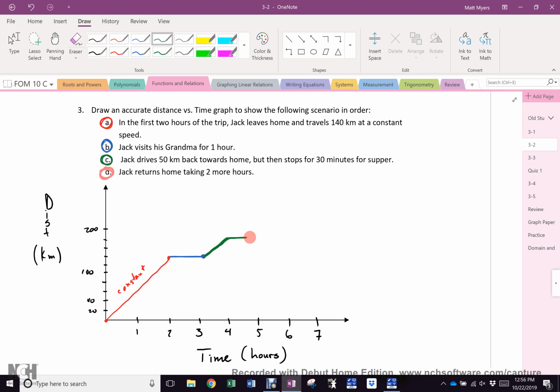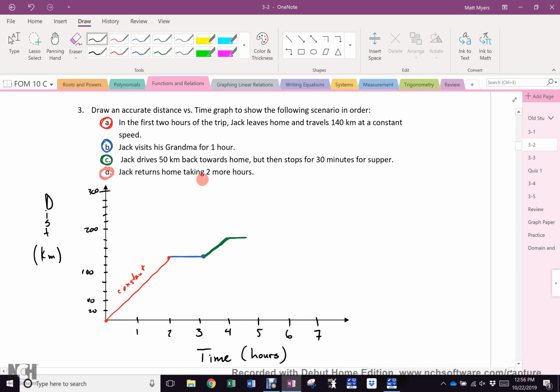Yeah? And then he's going to get the rest of the way home. Now he drove 140 to visit Grandma, yes? So to get there and back, it's going to be how many kilometers? 140 there, 140 back, 280. So my graph needs to go up 200, 220, 240, 260, 280, 300, right?